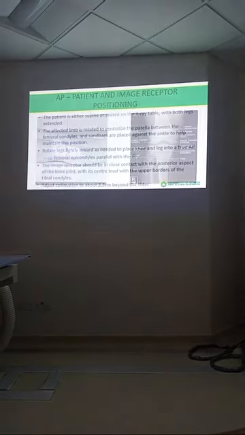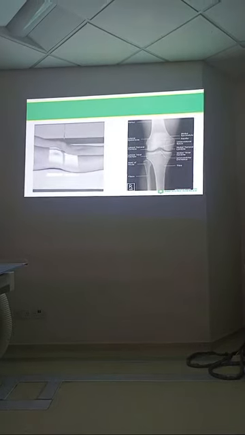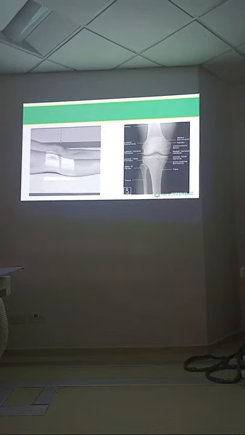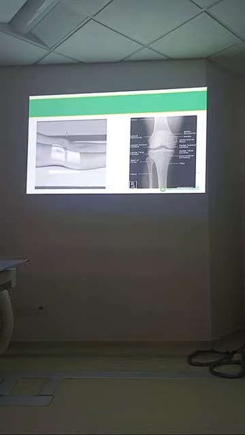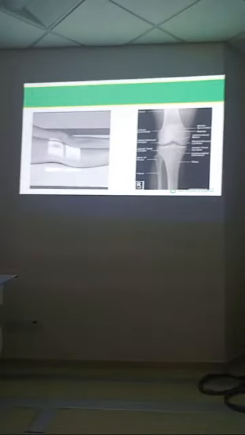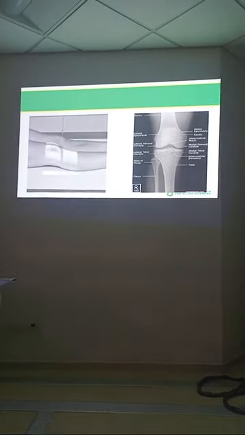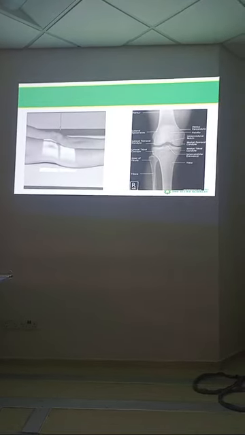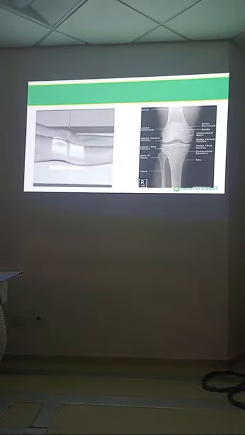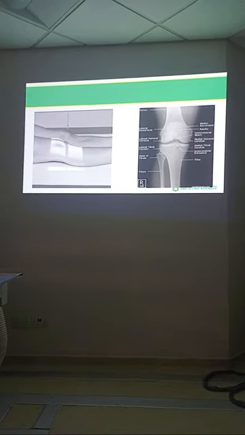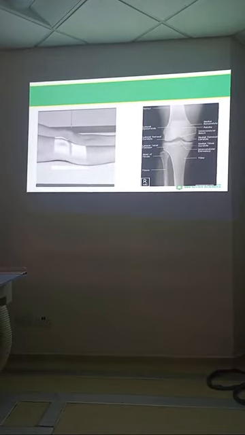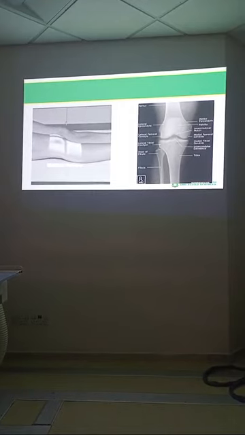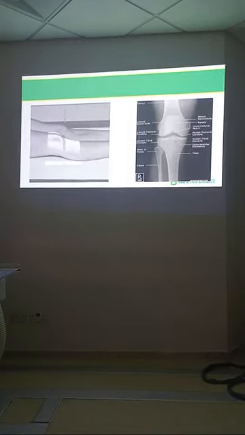For the AP, I'm going to make sure that the patient is either seated or lying down with their knee fully extended. And then we're going to make sure that the femoral condyles are parallel to the image receptor. When a patient lies down supine, the tendency of the leg to be externally rotated is high. So for such a patient, you'd have to internally rotate the leg to ensure that the femoral condyles are parallel to the image receptor.